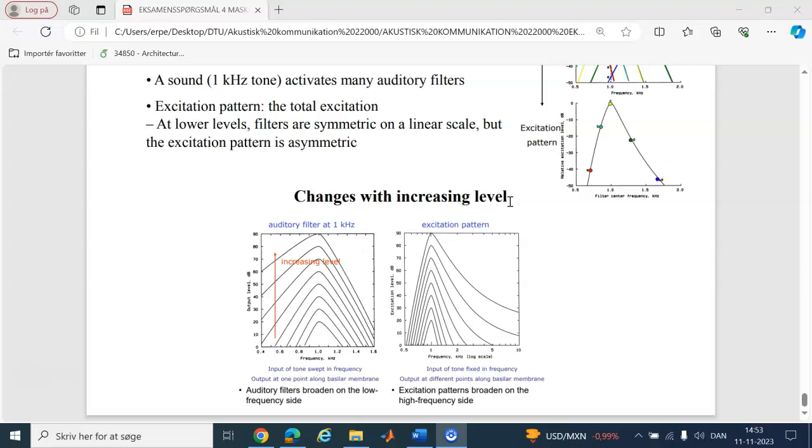Okay. At last, changes with increasing level. Auditory filters: input of tone swept in frequency, output at one point along the basilar membrane. Auditory filters broaden on the low frequency side. Excitation pattern: input of tone fixed in frequency, output of different points along the basilar membrane. Excitation patterns broaden on the high frequency side. That was part 2. Thank you.